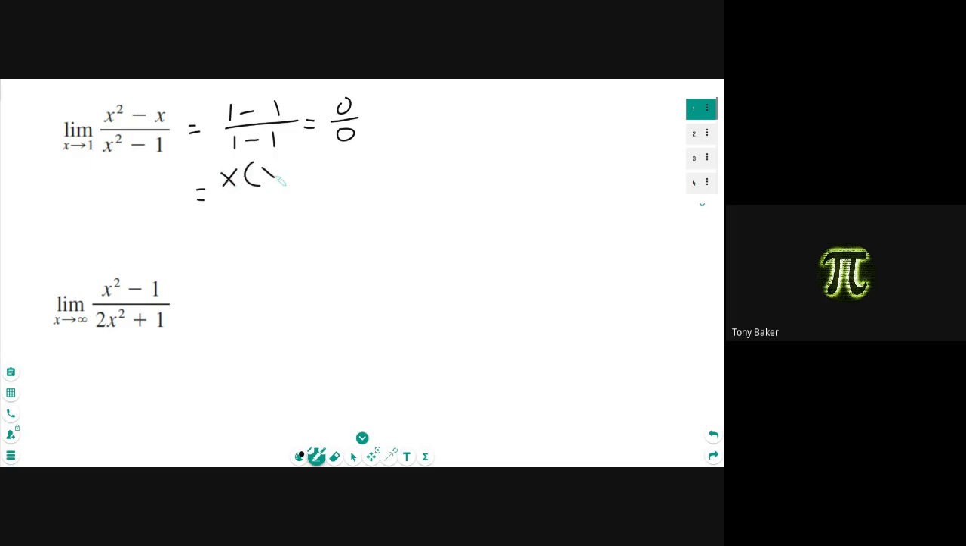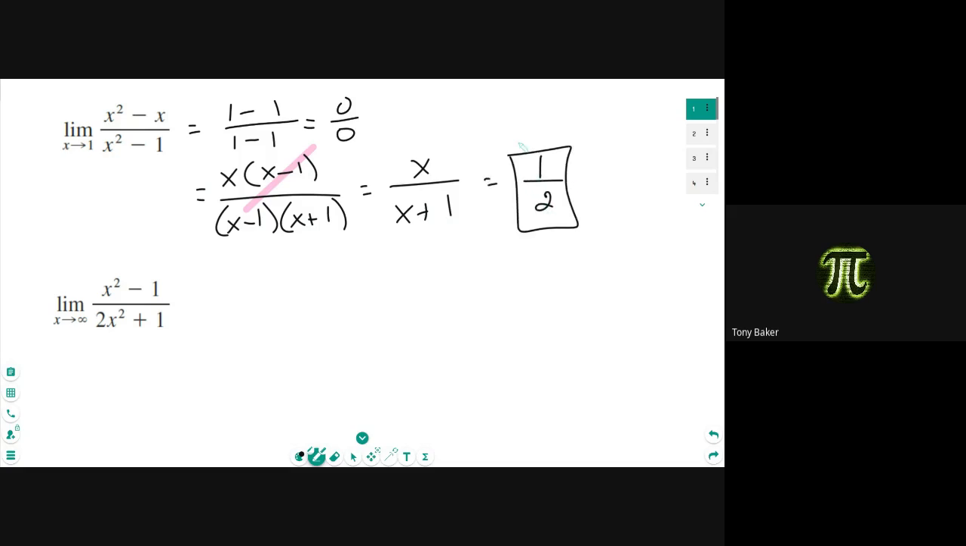So I can take the x out of the top, and I get x minus 1. And the bottom is the difference of squares, so it's x minus 1 and x plus 1. So this goes down to, because I can cancel out those two, I'm left with x over x plus 1. And now I do the limit again. If I plug 1 into this, I get 1 over 2, and that's my answer. So one of the nice ways, if we can factor things out, that's great. Do that.